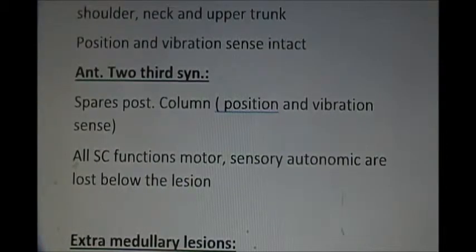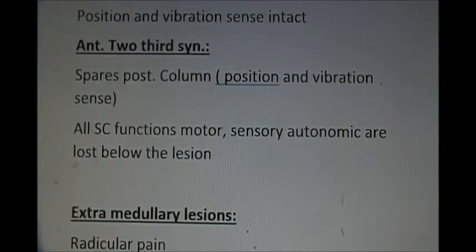The anterior 2/3 syndrome. The anterior 2/3 syndrome spares the posterior column, that is position and vibration sense, because the posterior column is posteriorly. All the spinal cord functions, motor, sensory and autonomic, are lost below the level of lesion in anterior 2/3 syndrome.